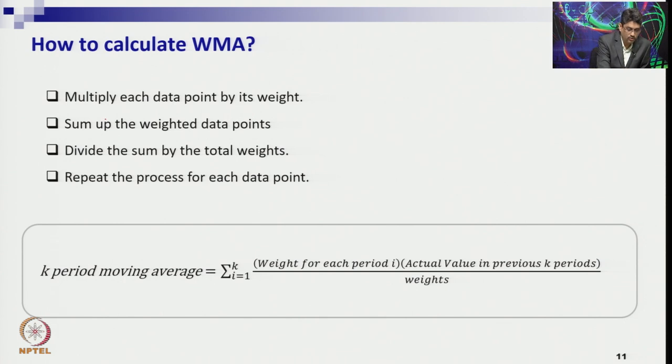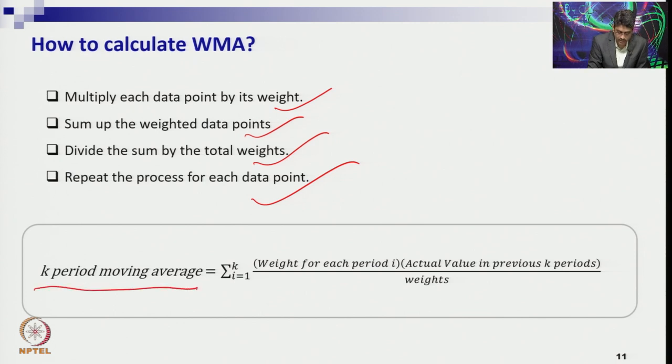You multiply each data point by its weight, because you are changing the weights W1, W2, W3, W4, say. I'll show you some examples. Sum the weighted data points, divide the sum by the total weight, repeat the process for each data point, and then drag it. So here, it is the same as the simple moving average. But look here, a K-period moving average is nothing but weight multiplied by the data and divided by the total sum. For example, suppose you take a 4-period moving average.